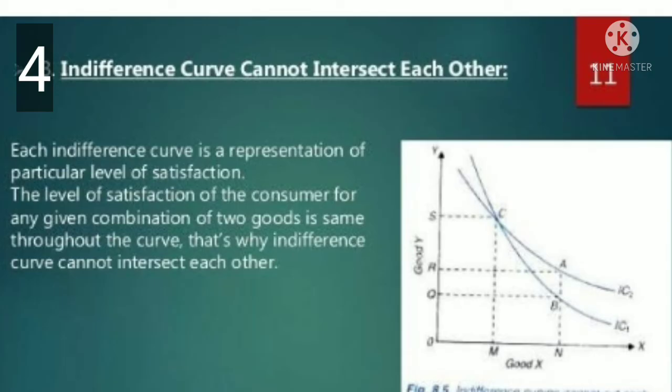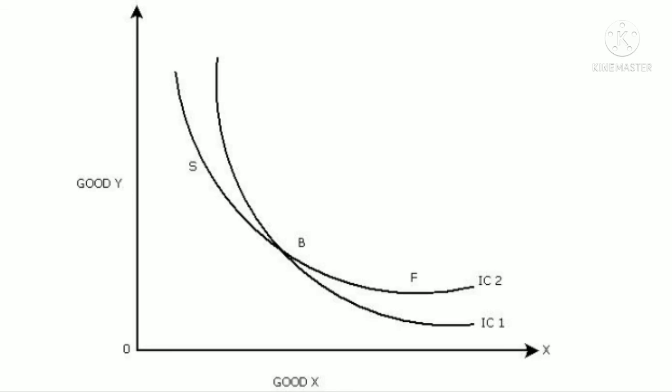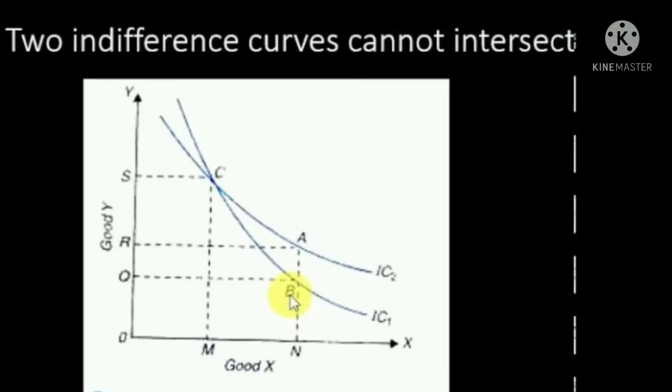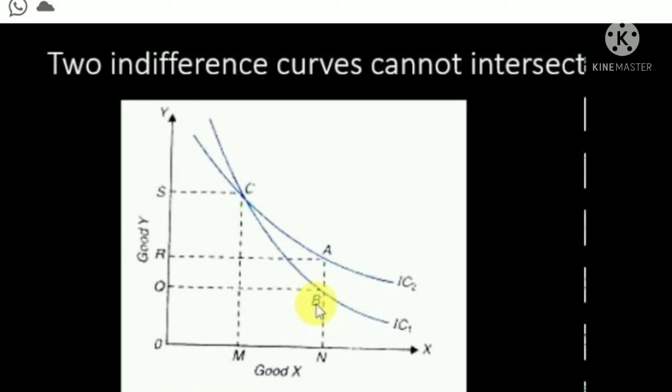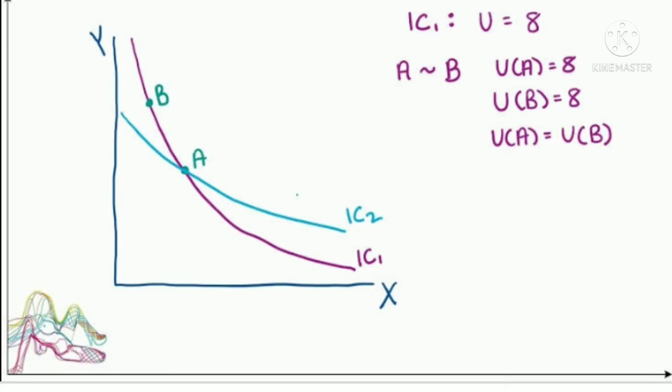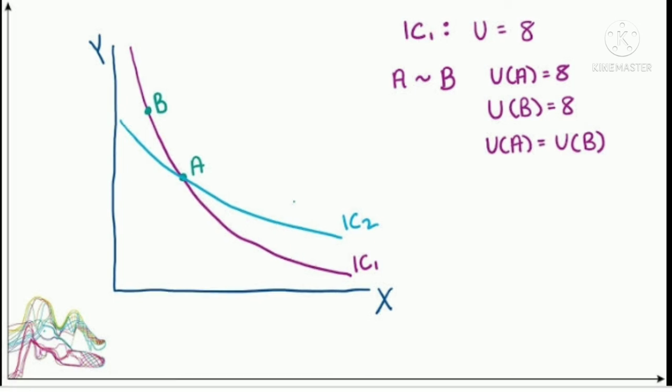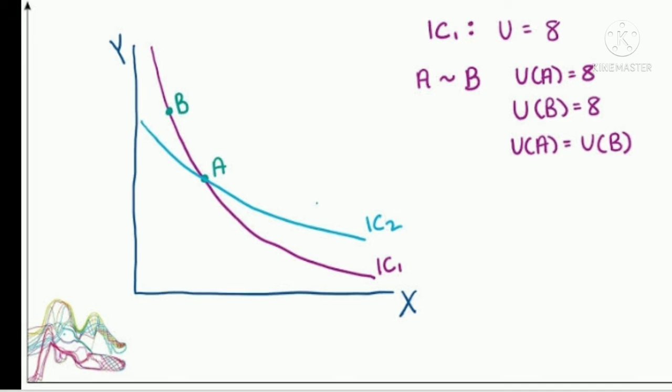This is because if two ICs intersect, that intersection point denotes the same level of satisfaction. But this is not possible because every point on two ICs denotes different levels of satisfaction. When two curves intersect, the intersection point represents the same quantity of goods and so the same level of satisfaction in both the curves, which is not possible at all.